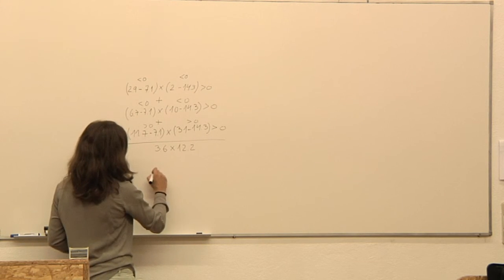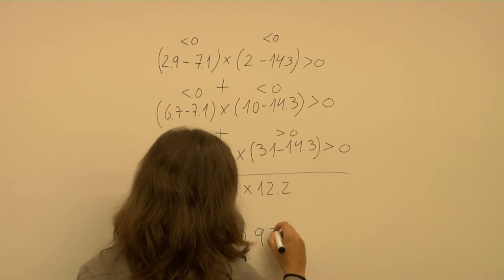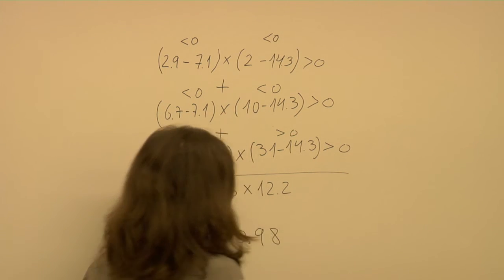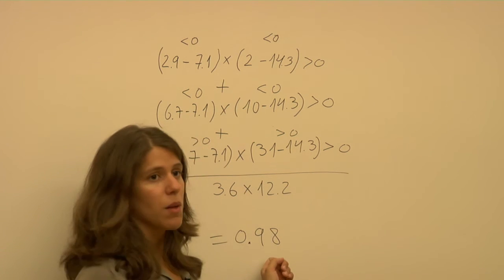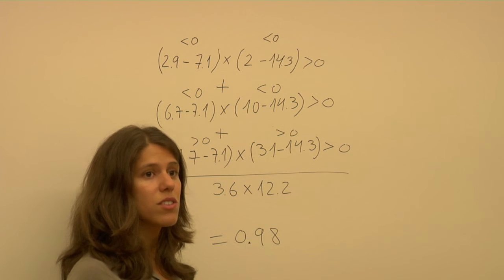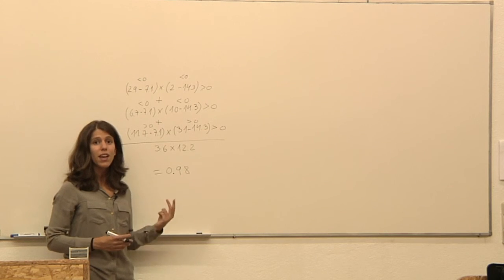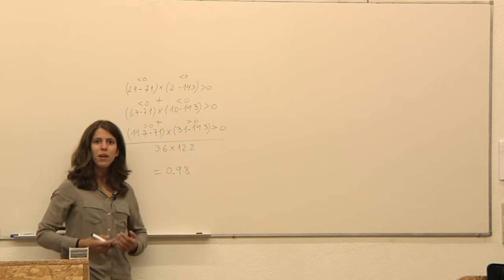Moreover, the final value will be 0.98. That is, since it's almost close to 1, if a country increases the consumption of chocolate by 1, it will also have 1 extra Nobel Prize. How amazing is that?